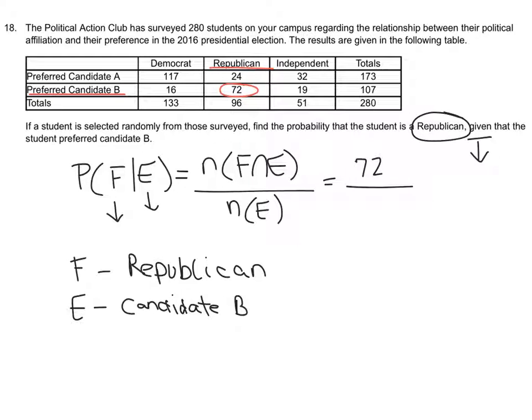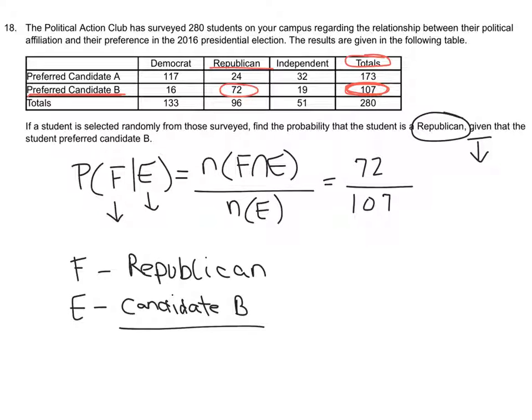Now I'm going to identify the denominator, which is the number of students that prefer candidate B. So again, I'll look at my candidate B row, and I'll look at my totals column, and the number that is represented by the total number of students that prefer candidate B is 107. So my denominator is 107. Therefore, my probability that the student is Republican given that the student prefers candidate B is 72 over 107.